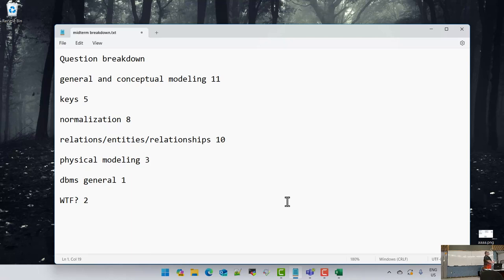Database general, there's an interesting question there. Literally, it might be something along the lines of which of the following is not a relational database system? And if you remember during the week one lecture, there was a slide with a bunch of relational and non-relational databases. If you remember the relational ones, you'll be able to pick out the non-relational one fairly easily. And then there's the last category, the WTF. And I am now going to pause.